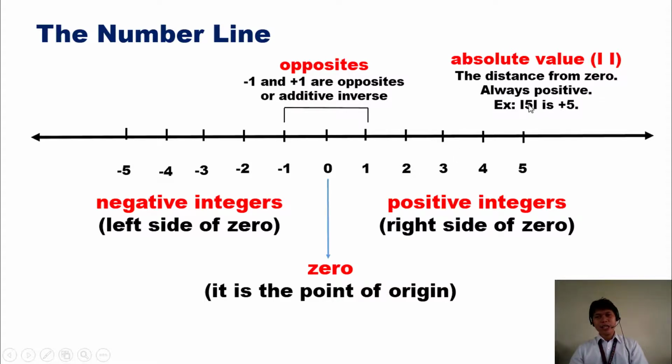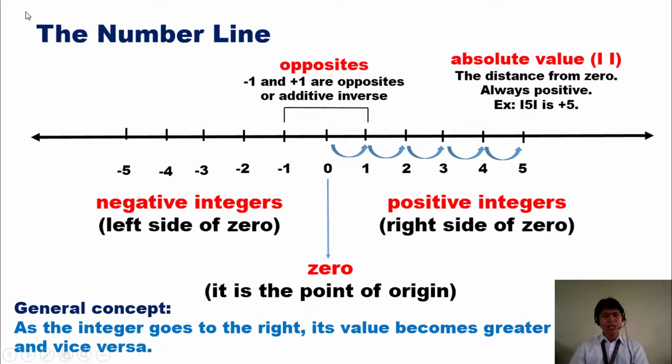Okay. So if it is positive 5, we are going to count how many places? 1, 2, 3, 4, 5. So it is positive 5. Or in other words, just remove the negative sign. For example, the absolute value of negative 10, just give positive 10. Whichever sign it is, just change it into positive. That is the absolute value. That is the distance from 0. Okay, so what is the general concept of this number line?